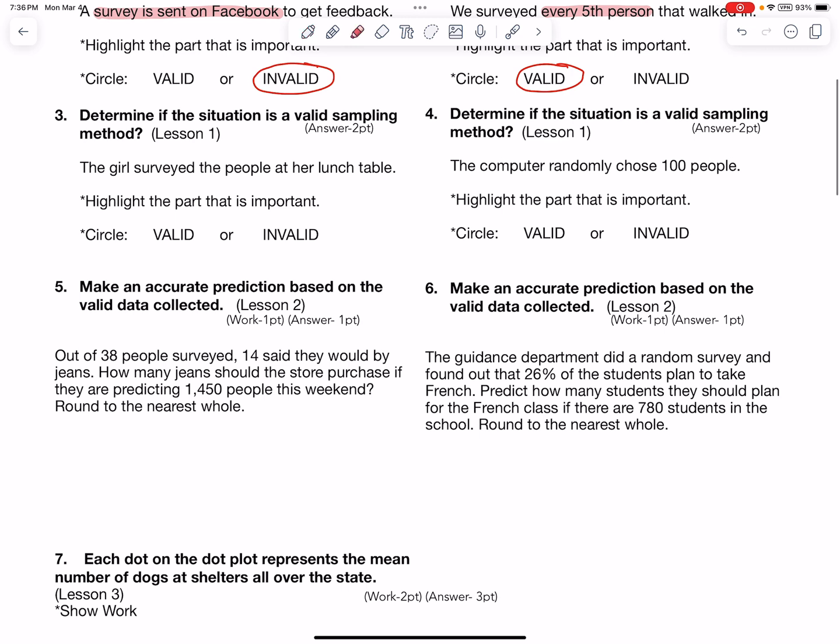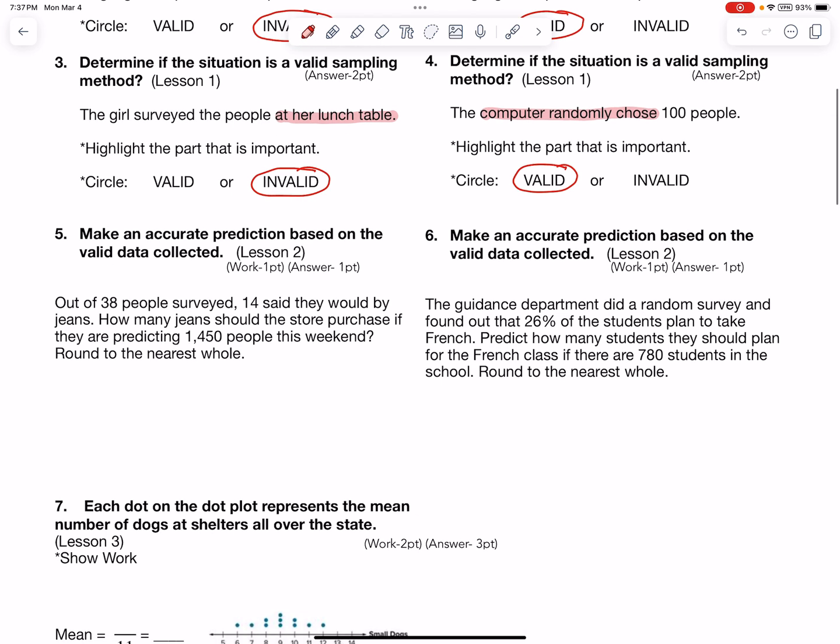Next one is the girl surveyed people at her lunch table. That's convenient sampling, and that is invalid. You can't just do a small convenient group. And then we have the last one. The computer randomly chose 100 people. Computer-generated sampling is a valid method. That's that simple random sample.